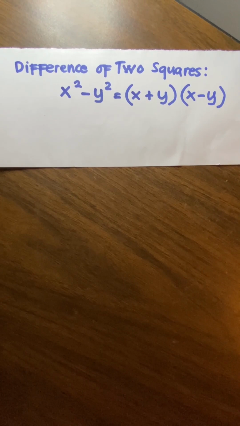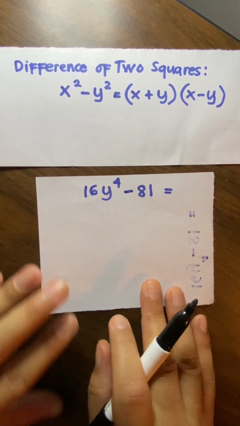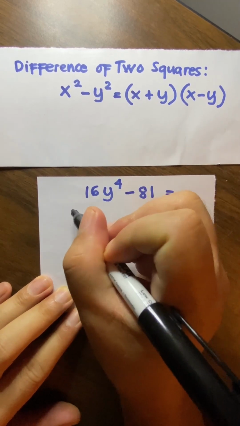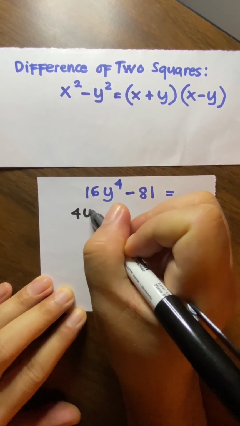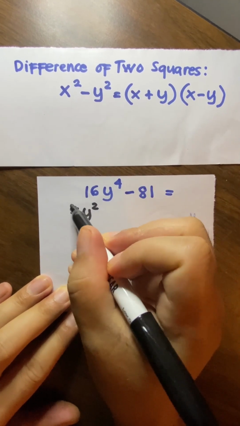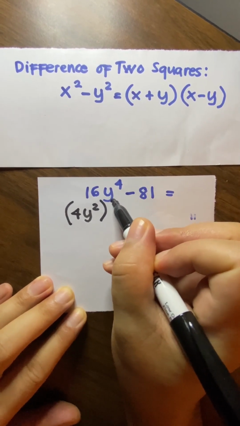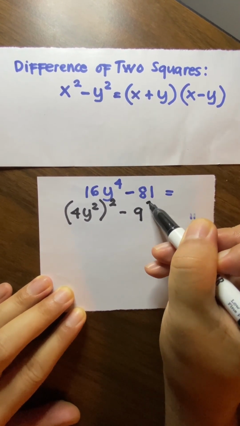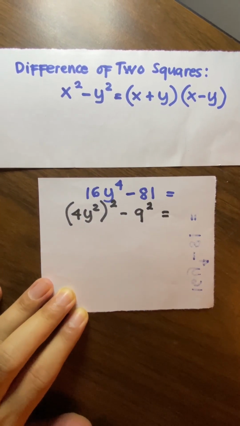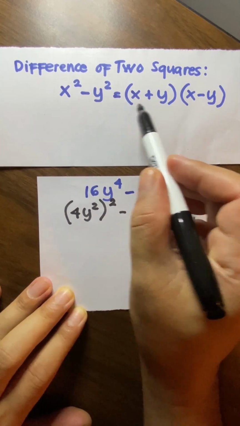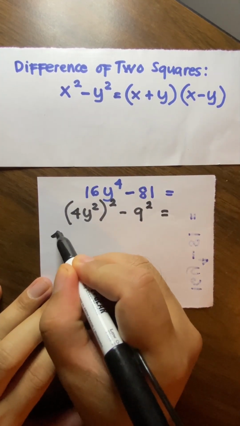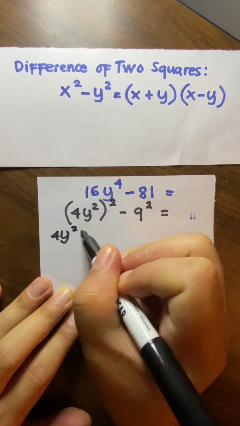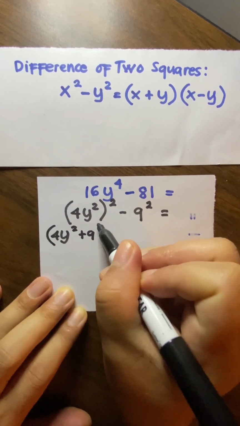Do you want some more problems? This one looks different because y is raised to the power of 4. But do not be afraid. We can still rewrite the expression so that it follows the format above. We can write 16y to the 4th as 4y squared and then square everything. We also write 81 as the square of 9. Now this looks the same as above. Following the format of the difference of two squares, we can continue by writing 4y squared plus 9 and 4y squared minus 9.